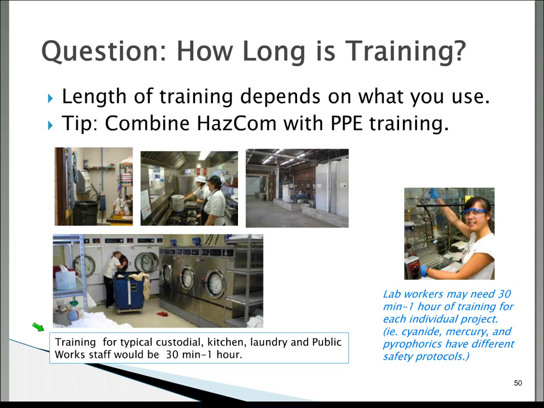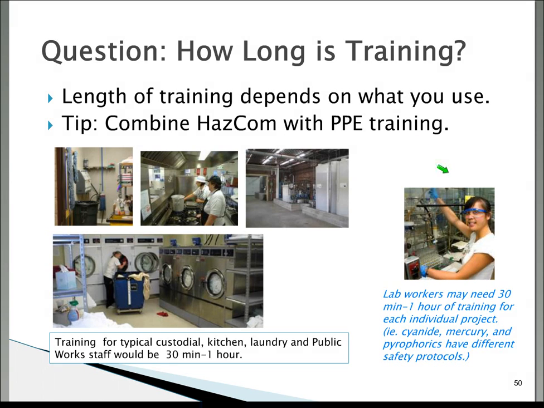That is for your typical setting. Your typical setting could be a custodian closet, your school kitchen or your hospital kitchen, a wastewater treatment plant, or a hospital laundry. We will be able to review MSDSs and review work practices with them within 30 minutes to an hour.